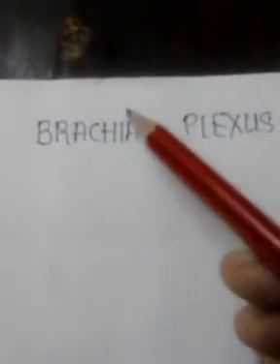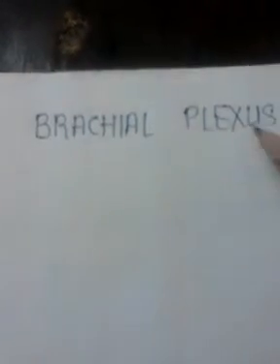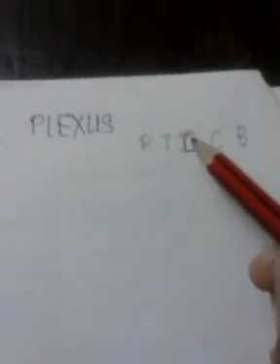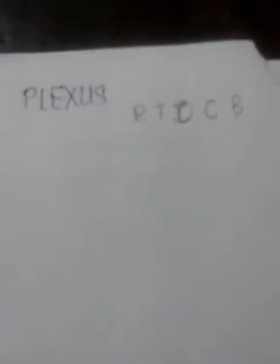Okay guys, so today we'll be learning how to draw the brachial plexus. Firstly, it is formed of roots, trunks, divisions, cords and branches. So the roots, we'll write it over here on the top. Roots, they arise from C5 to C8 including T1.